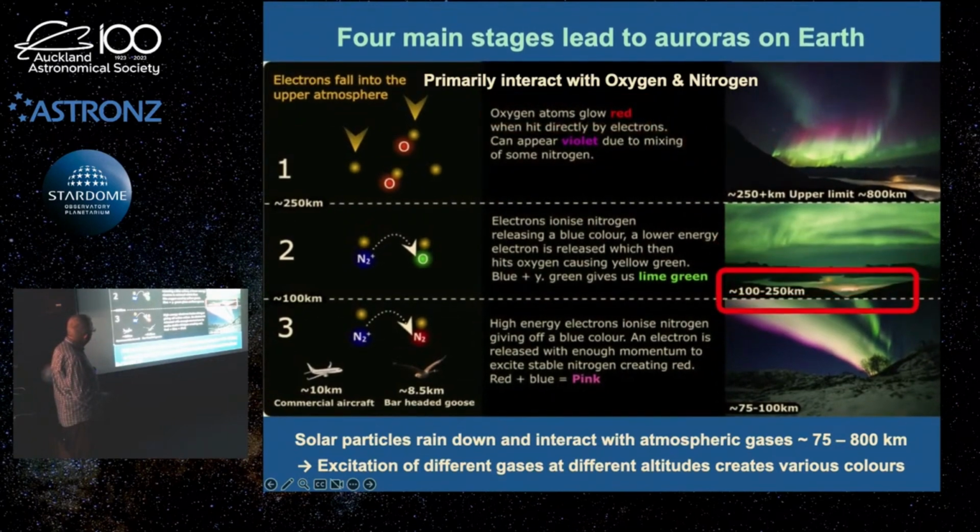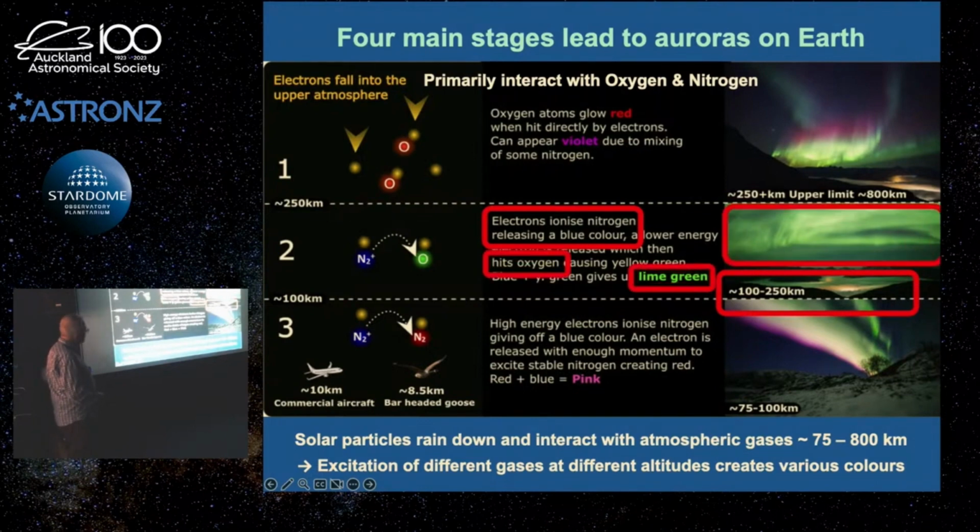Moving down to altitudes about 100 to 250 kilometres, it's predominantly nitrogen that's getting fully ionised, and you get a little bit of oxygen up there, just mixing in with it, a bit of oxygen getting excited, and that creates this lime green sort of hue here.